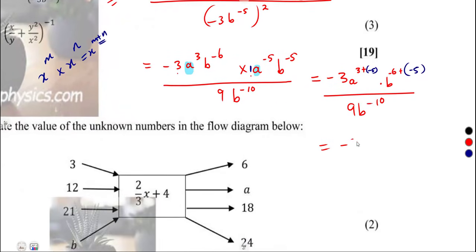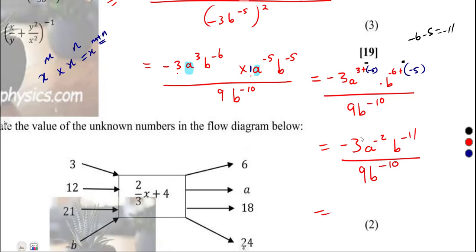Let us simplify. As you consider this, plus and minus is going to give us a negative. That's 3 minus 5, which is a negative 2. Okay. Then considering here b also a negative, so that's minus 6 minus 5, which is minus 11. So that's b to the exponent of negative 11 over 9b to the exponent of negative 10. So that is it.